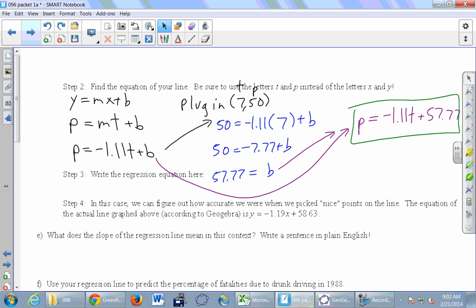What's the y-intercept? 57.7. Now take a look at the line on the previous page, the one that I graphed. Does it look like the y-intercept is about 57.77? Yeah. Is it perfect? You would have said 58. So it's probably not perfect because we estimated. We found 2 points that we thought were pretty close to being on the line, but that should be a good estimate there. Okay, and so let's go down to step 4.